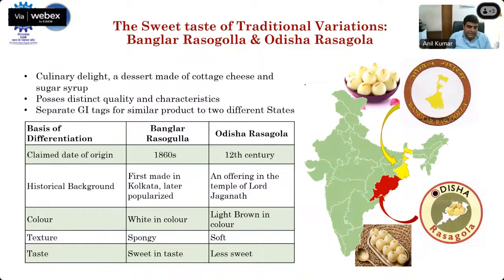It was considered that in view of these differentiations, and we all know that these two products are characteristically different, existing in two different geographical locations, both applications were given registration. So as of now, Bangla Rasgulla and Odisha Rasgulla are both registered as separate GIs. Initially it was a dispute, but finally they both got registration for their respective products.